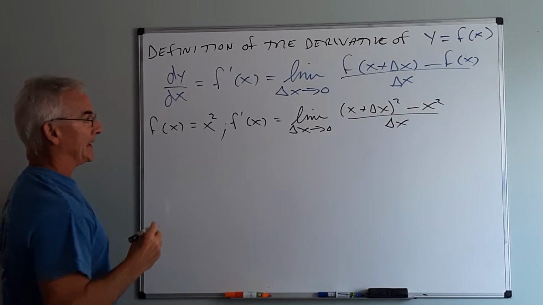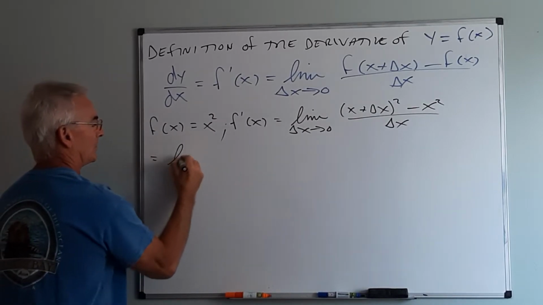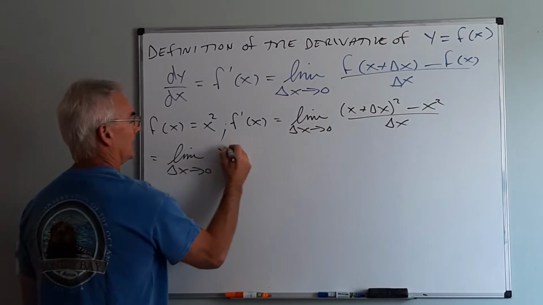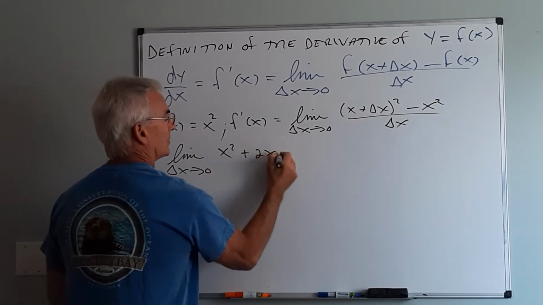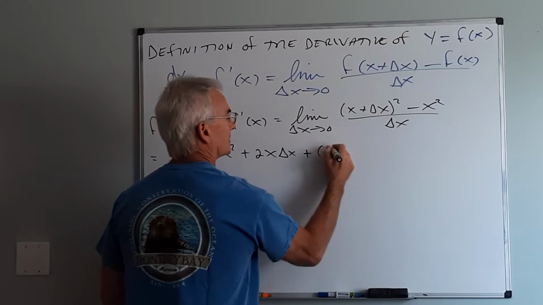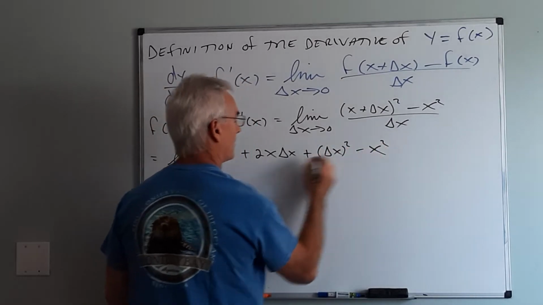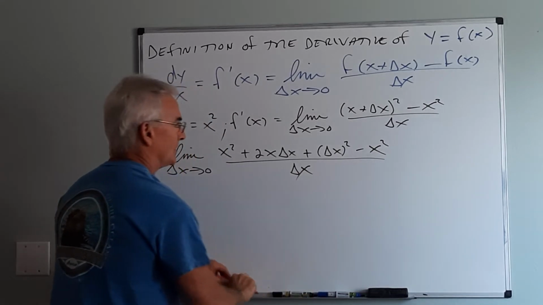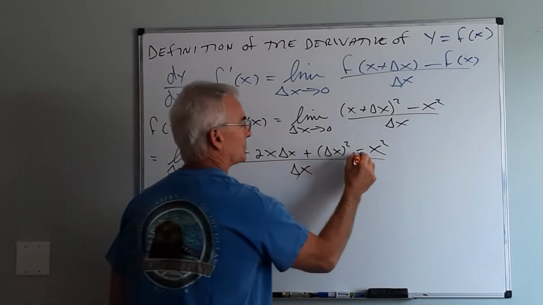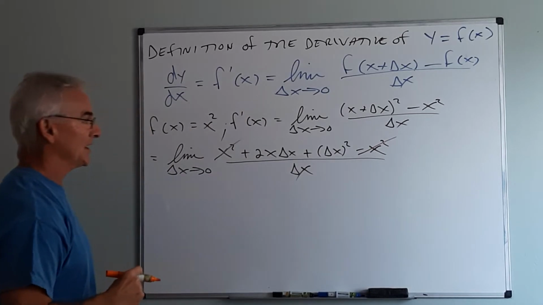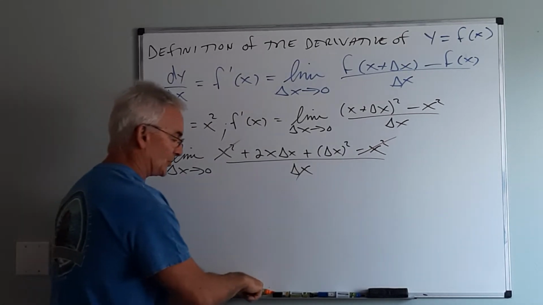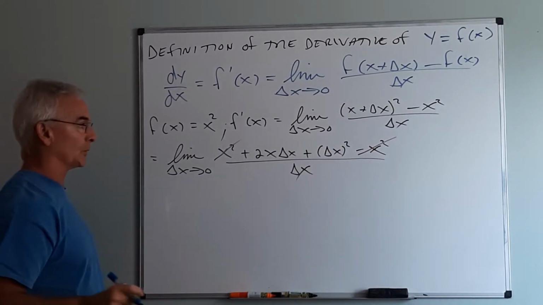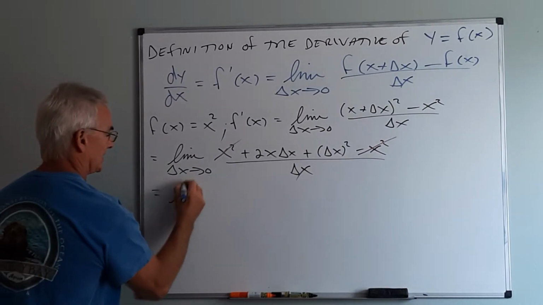Now I need to expand and simplify. So that would be the limit as delta x approaches 0 of x squared plus 2x delta x plus the square of delta x minus x squared all over delta x. Now you notice at this point, the only two terms that do not have a delta x cancel beautifully. This usually happens in an algebraic solution of this nature. No trig terms, no exponentials. So I continue.